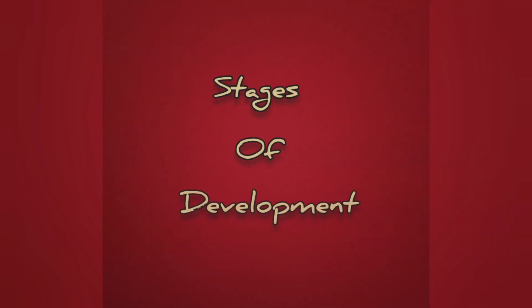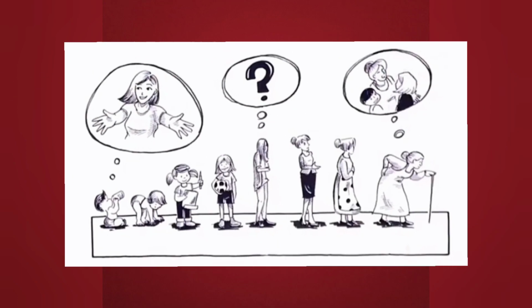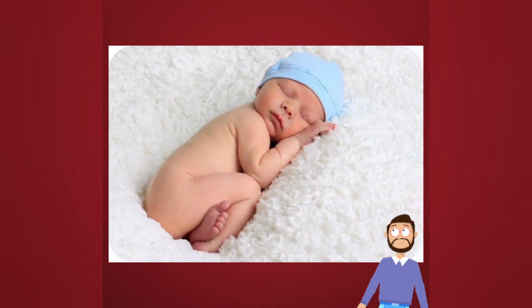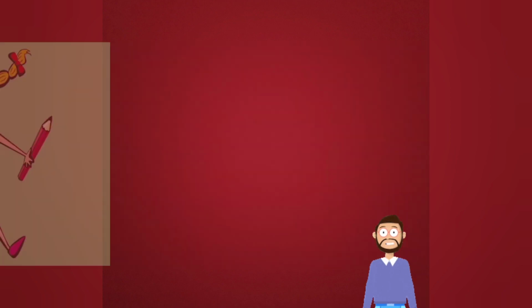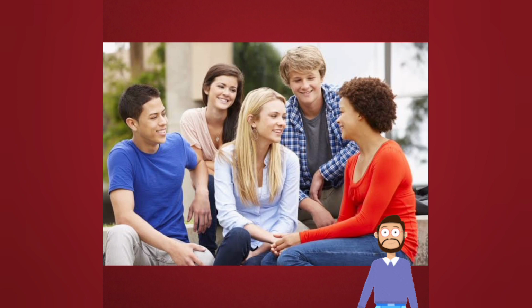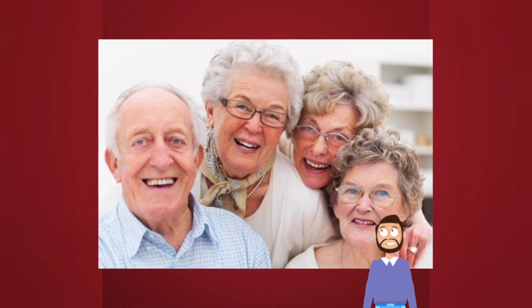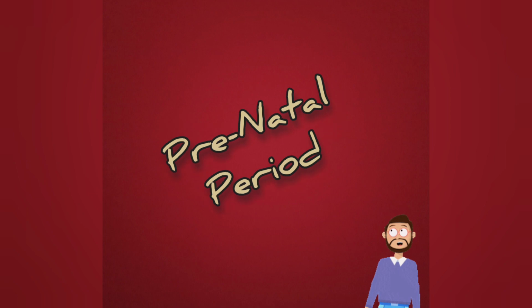Stages of development. This is the age period where certain needs, behaviors, experiences, and capabilities are common and different from other age periods. This includes prenatal period, infancy, early childhood, middle and late childhood, adolescence, early adulthood, middle adulthood, and late adulthood. So now let us proceed to the first stage of development, the prenatal period.